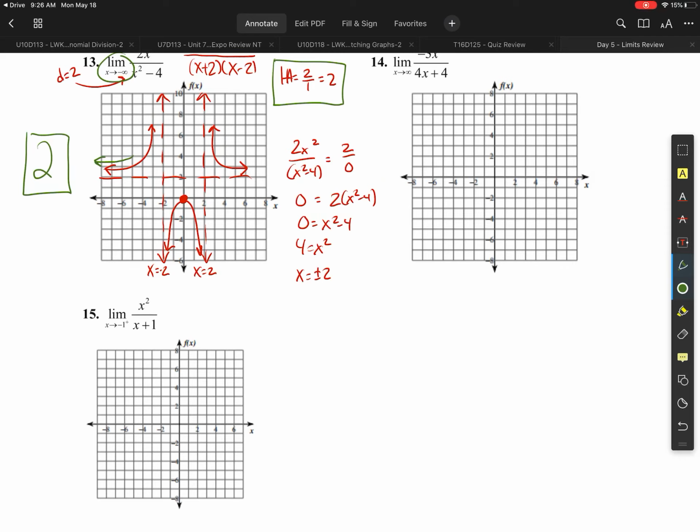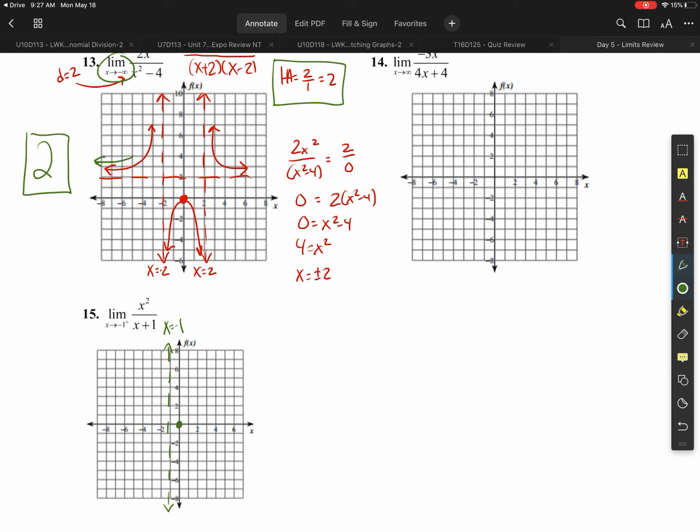All right, problem 15. We got a vertical asymptote at -1. Horizontal asymptote, there is no horizontal asymptote. So that means in this situation, do we have an x-intercept, y-intercept? We plug in 0, we get 0, 0. All right, so we got that point again. And now the question is, where's this next point?